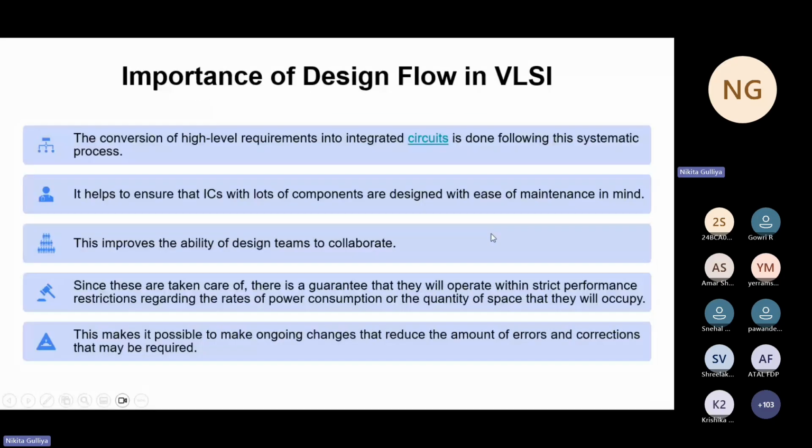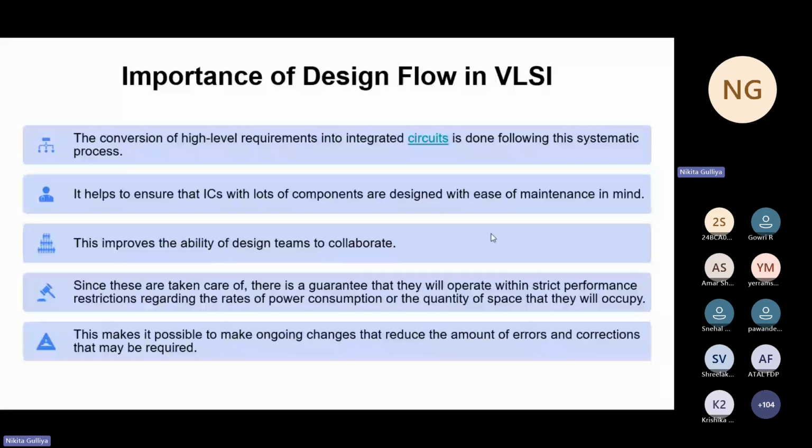If we talk about the VLSI design flow, why is it important? First, it helps convert high-level requirements into a real integrated circuit. Requirements usually begin as documents or customer needs, and a structured flow is essential to translate them reliably into silicon. Secondly, modern ICs are extremely complex. A well-defined design flow helps manage this complexity by keeping the design organized, modular, and easier to maintain.